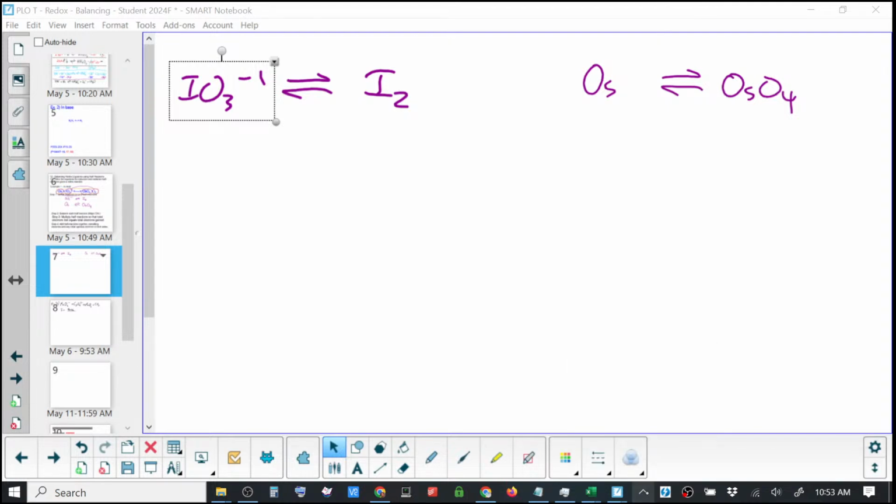What is that, OS? Is that OS? OS, osmium, not O5. That's a good point. It's osmium, Os, and OsO4. Okay? So osmium, not some weird pentaoxygen. Yeah, if each partner balances one of the equations, that's probably the fastest way to do it.